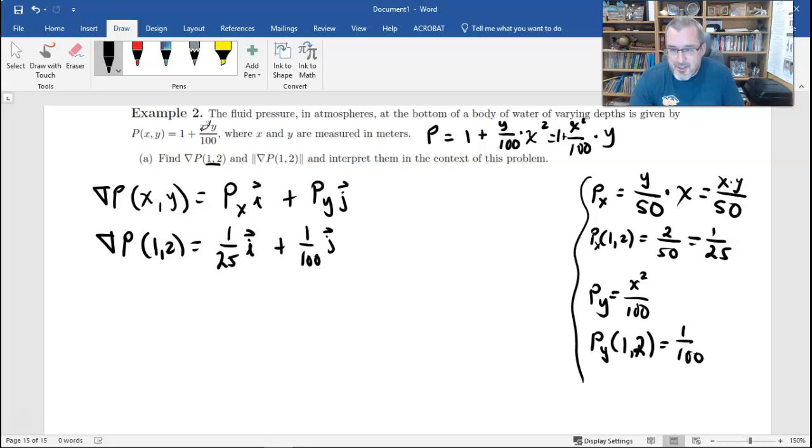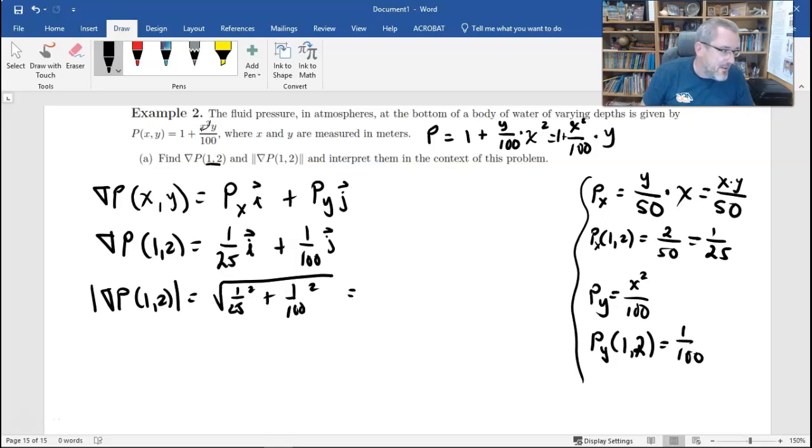And then the magnitude of that vector. Well, if we think about vectors as horizontal and vertical components, the magnitude is just that hypotenuse. So thank you, Pythagoras. The magnitude of the gradient vector at 1, 2 is just going to be the square root of 1/25th squared plus 1/100th squared. Now go ahead and compute that if you haven't already. I've got it over here as a decimal approximation, 0.041.